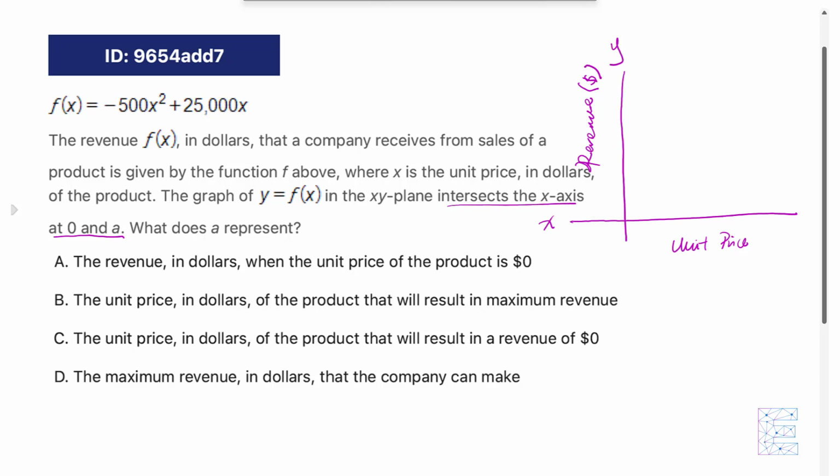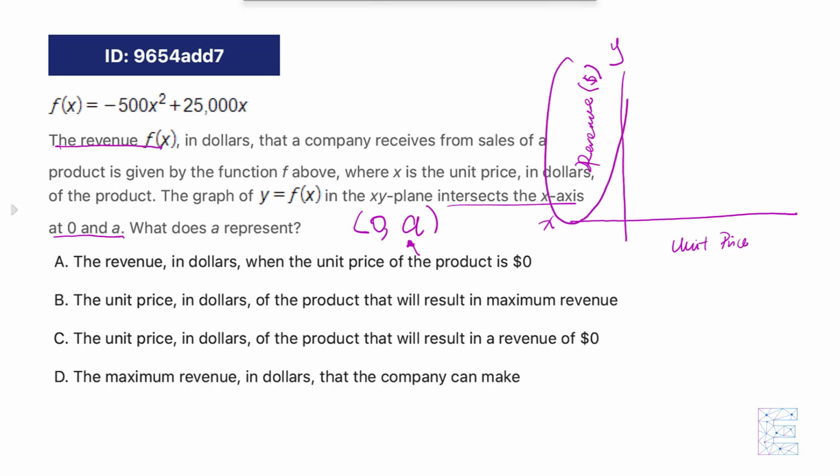So again, every question has a concept behind it. This one is asking for the interpretation of what one of the x-intercepts means, and they're saying one of the x-intercepts is going to be (0, a). What is the meaning of a in this case? So it is wise to understand what the function is doing. We're given already that f of x is the revenue in dollars, so that will be on the y-axis over here. And then the x values are the unit price of the product.